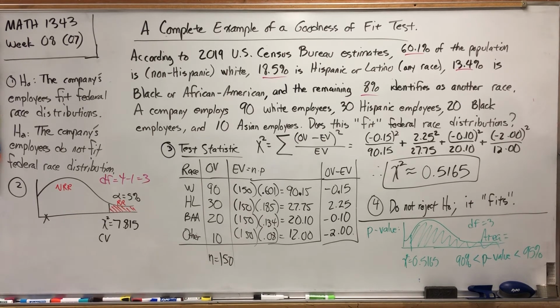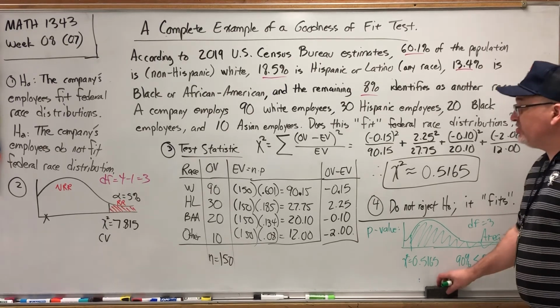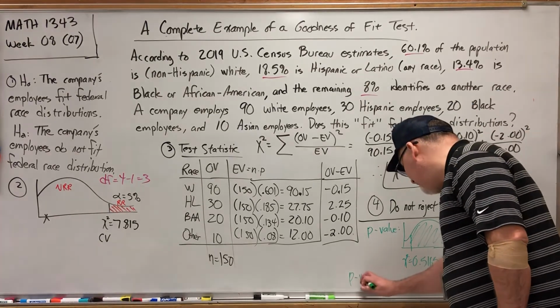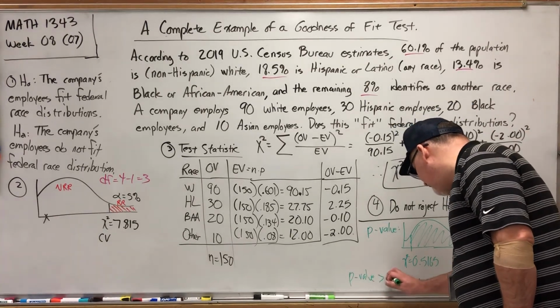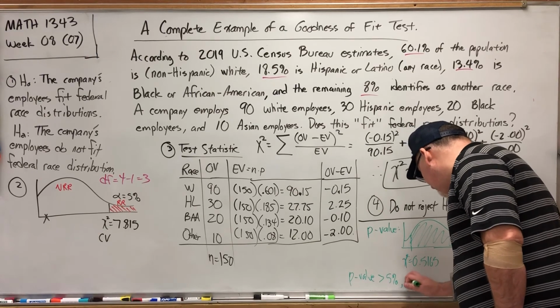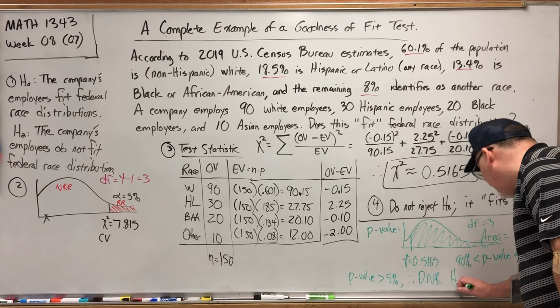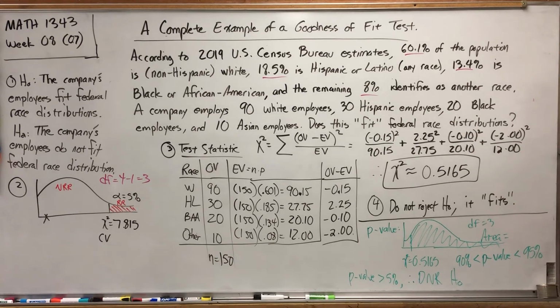But in terms of the p-value approach, once you calculate the p-value, the area of the tail cut off by the test statistic, then you compare it to the significance level. We weren't given a significance level, so we assumed one that was 5%. I don't know the exact p-value, but it's clearly bigger than 5%. The p-value is greater than 5%. Therefore, we do not reject the null hypothesis, just like we did before.